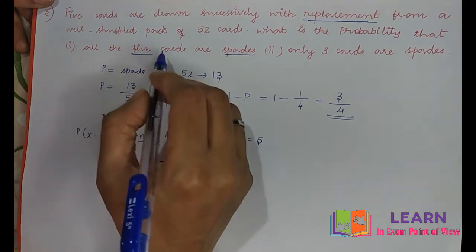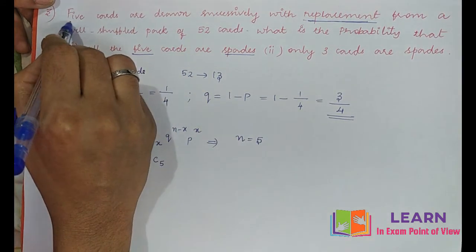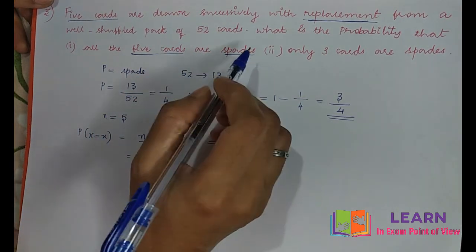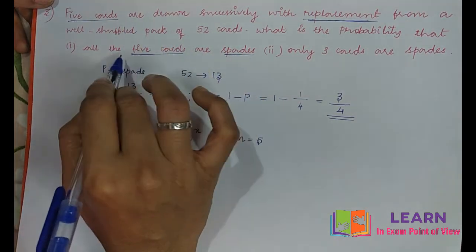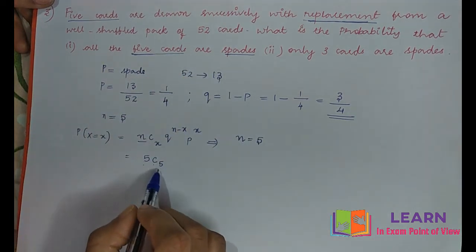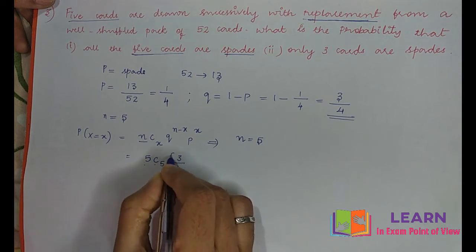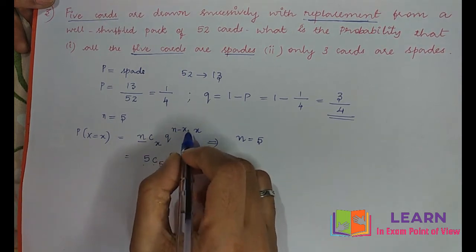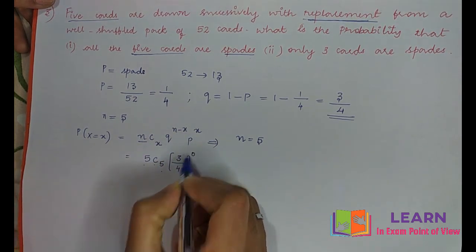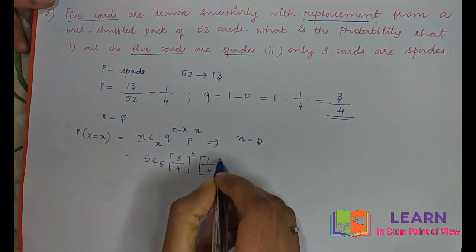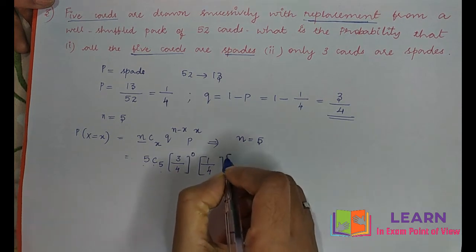5, right? All are 5. Here 5 cards are drawn and here 5 cards are spade. In that all the 5 are spade. That is the first condition. So 5c5. Q is what? 3 by 4 raised to n minus x is, say 5 minus 5, 0 will come. P is what? 1 by 4 raised to x. X is 5, right?